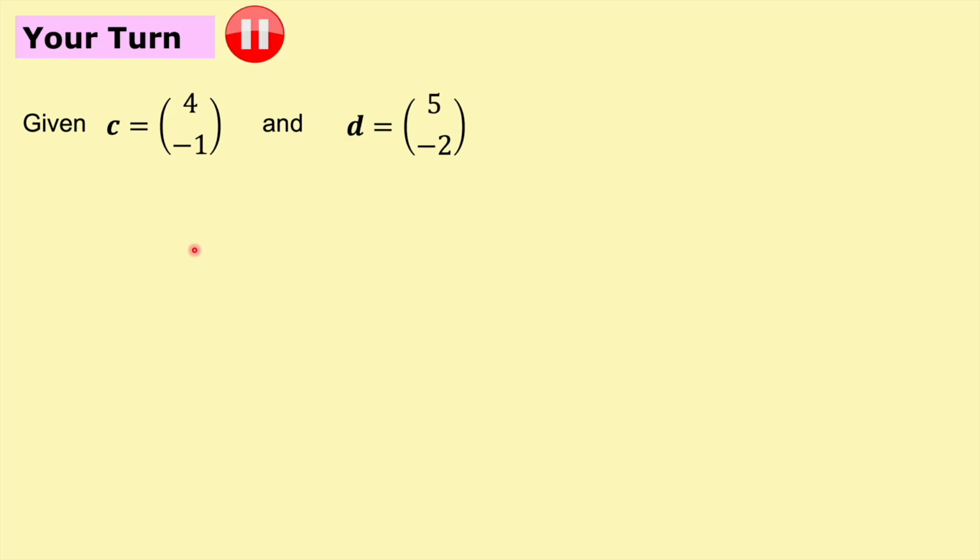Okay, so using that example, can you give this one a go? So C equals 4, -1, and vector D is 5, -2. Can you calculate the magnitude of 3C add 2D? Notice that this is an addition and not a subtraction like that previous example. So if you pause here.